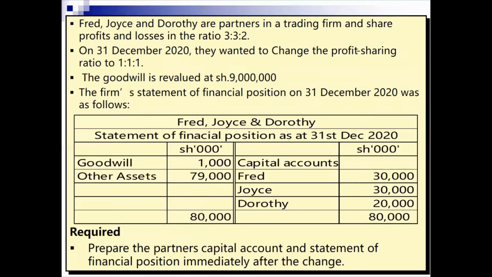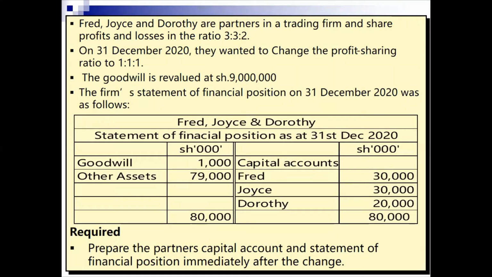The following example illustrates the concepts that have been explained in this lecture from the beginning. Fred, Joyce, and Dorothy are partners in a trading firm and share profits and losses in the ratio of 3 to 3 to 2. On 31st December 2020, they wanted to change the profit sharing ratio to 1 to 1 to 1. The goodwill is revalued at 9 million.